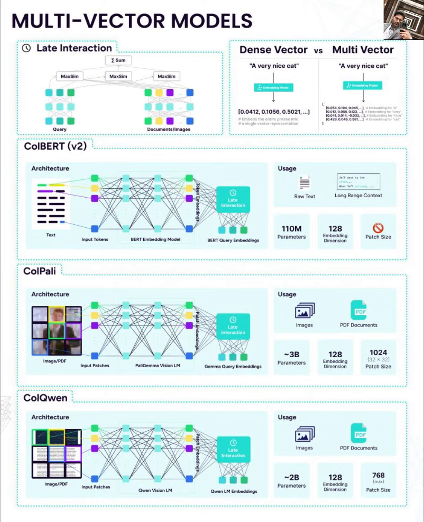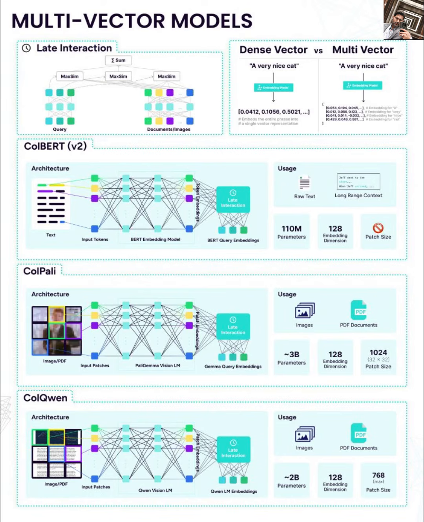Next, we have ColPali. This looks like a multi-vector model built for images and PDF documents. Its architecture takes image/PDF as input, breaks it into input patches, like small pieces of the image or document page, processes those through a PaliGemma Vision LM, a vision language model, and outputs Gemma query embeddings. It also uses late interaction, MaxSim, to compare. For usage, it's designed for images and PDF documents.